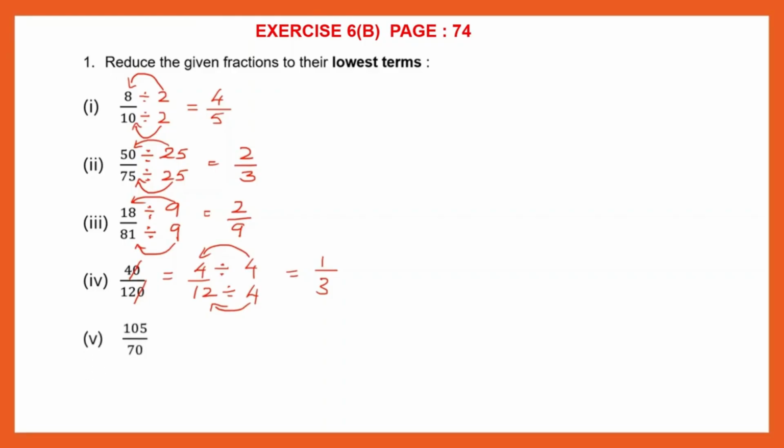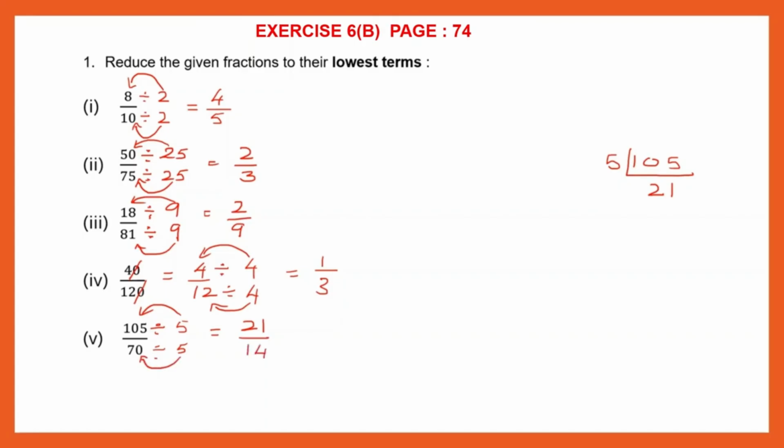The last one is 105 by 70. Let's divide both by 5. That's an easy one, isn't it? Okay, now let's divide 105 by 5 and see what we get. Let's do short division. 5 2s are 10, 5 1s are 5. So that's 21. So 5 into 21 will give us 105. And 5 into what is 70? 5 into 14 will give us 70.